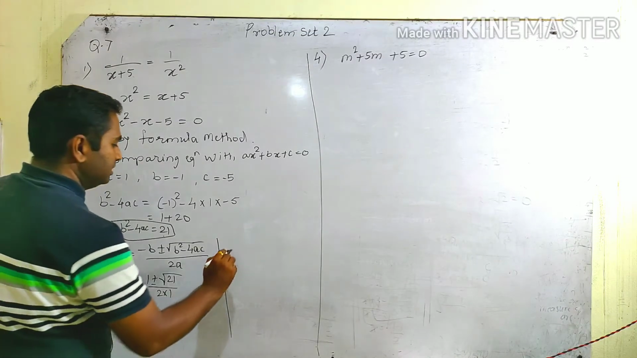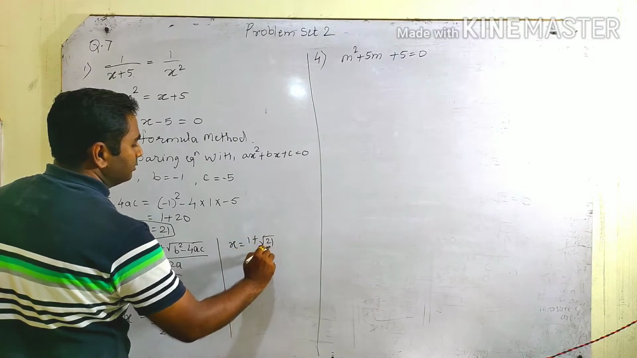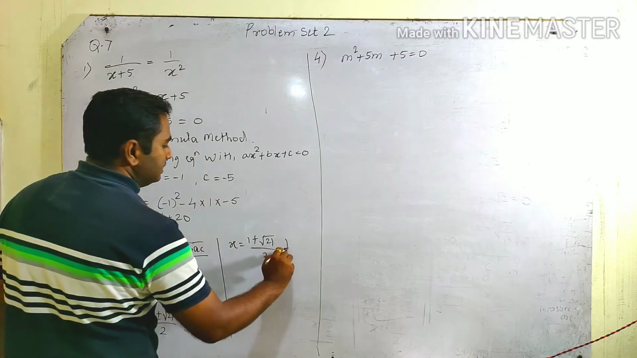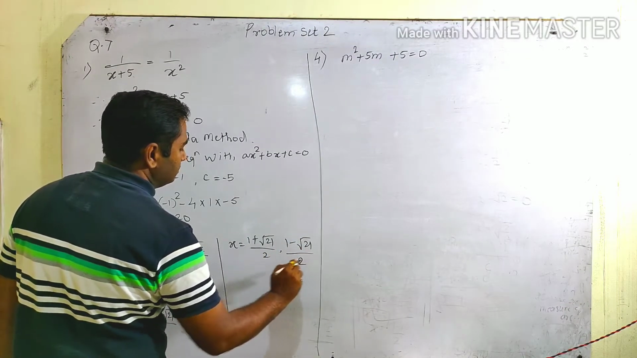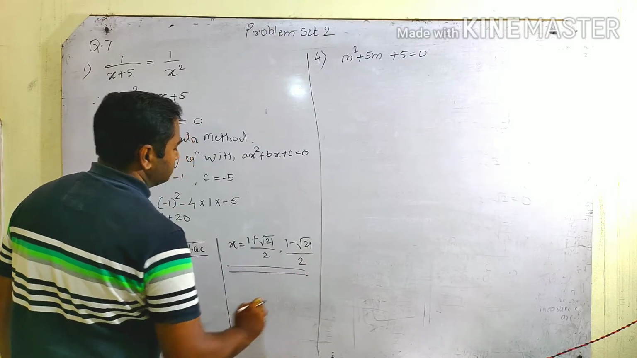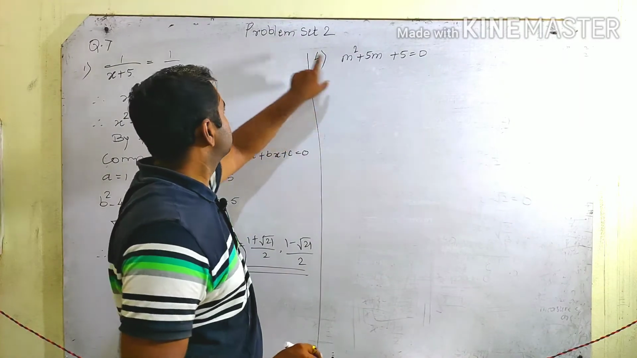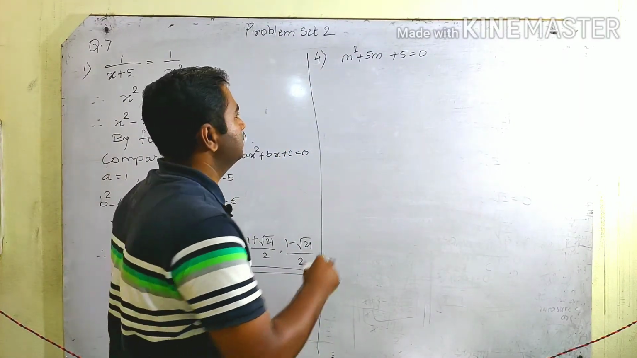We separate them, means x is equal to 1 plus under root 21 upon 2, and another value is, we take minus sign here, 1 minus root 21 upon 2. So this is our answer. Now we solve the next same question. Question number 4 we solve, example number 4.